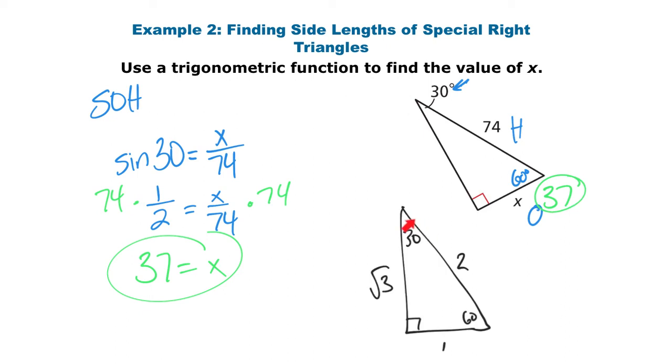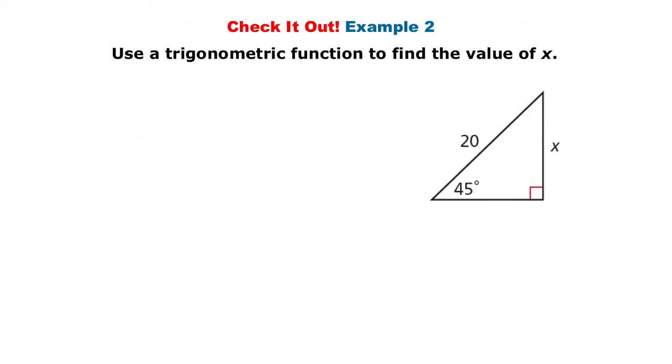And this again goes back to that special right triangle, the 30, 60, 90 triangle. I know that one side is going to be a length of 1, and the hypotenuse is the length of 2. So in this case, the hypotenuse is twice as long as the other side, 37.